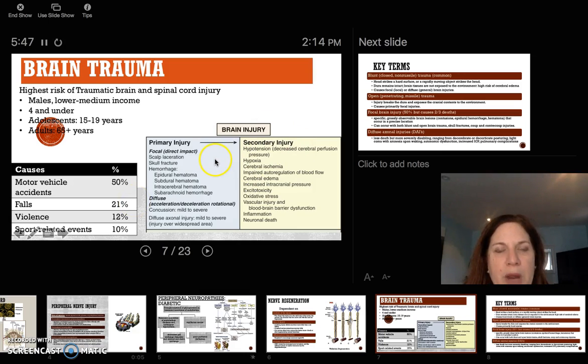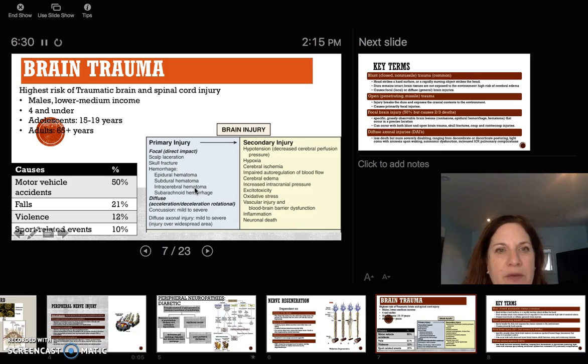So we have the primary injury, which is here. The primary injury would be the car accident, which would cause direct impact, or we could have a laceration, we could have a fracture, followed by hemorrhage. Depending on what level of the dura is affected, we could have an epidural hematoma, which is bleeding on top of the dura, a subdural hematoma, which is bleeding underneath the dura, or intracerebral, so right in the tissue.